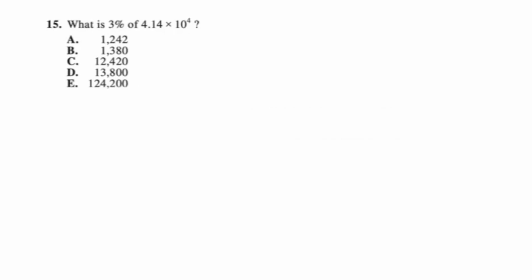All right, this is the last problem on page 2. Number 15 says, what is 3% of 4.14 times 10 to the 4th power? And this can basically be typed directly into your calculator. You do need to remember that 3% is written as 0.03, or at least 0.03 if you're typing it into your calculator. So 3% of 4.14 times 10 to the 4th power. You should be able to just type all that in one line.